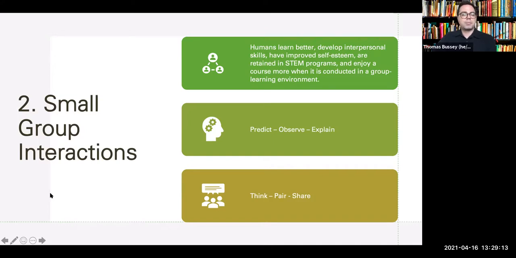Again, this takes time away from direct instruction. My argument here is that the research shows that this kind of time invested in small group interactions is actually much better for the student in the long run than the time that would be wasted, or perceived as being wasted, that could be directed towards direct instruction.